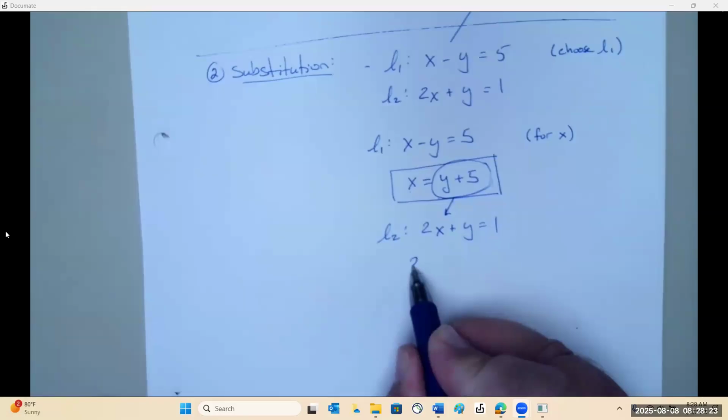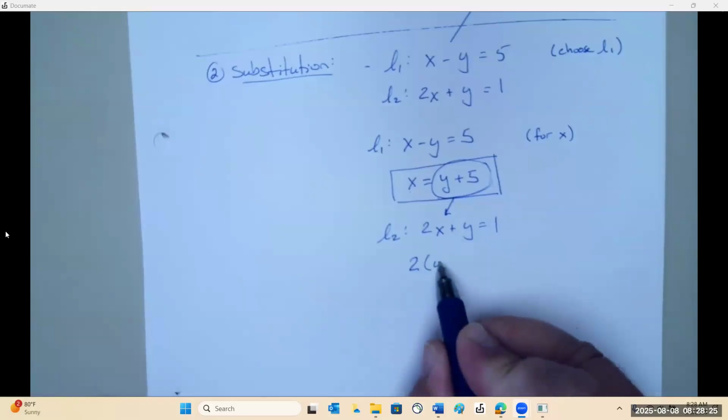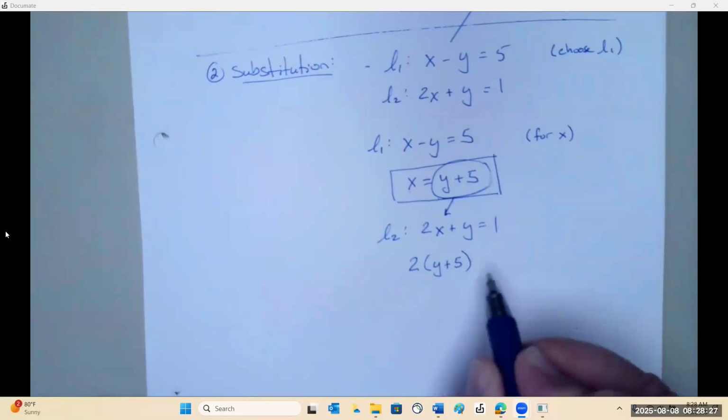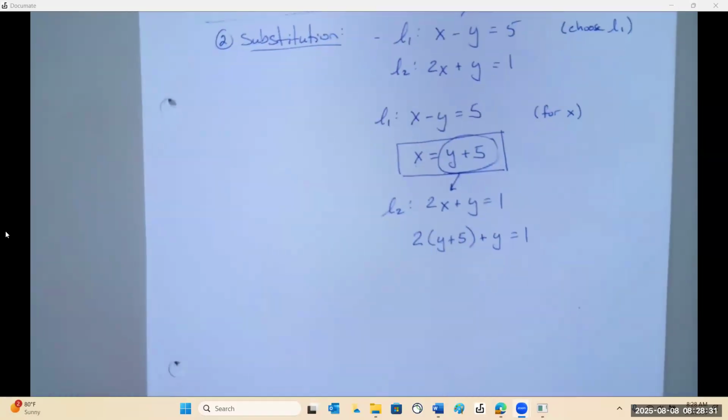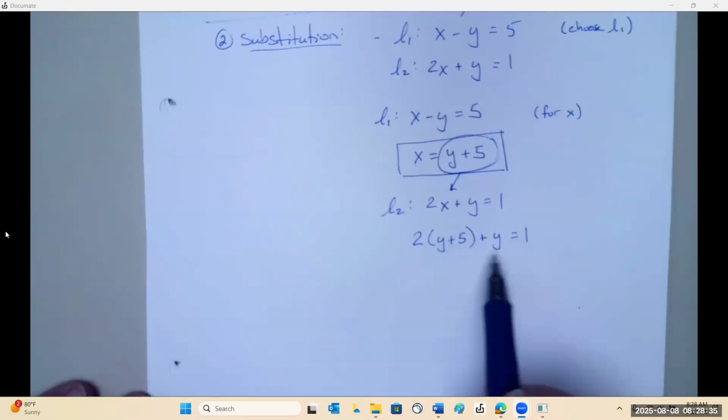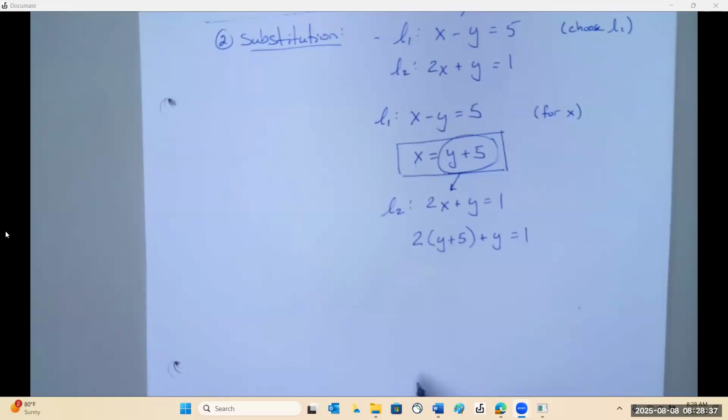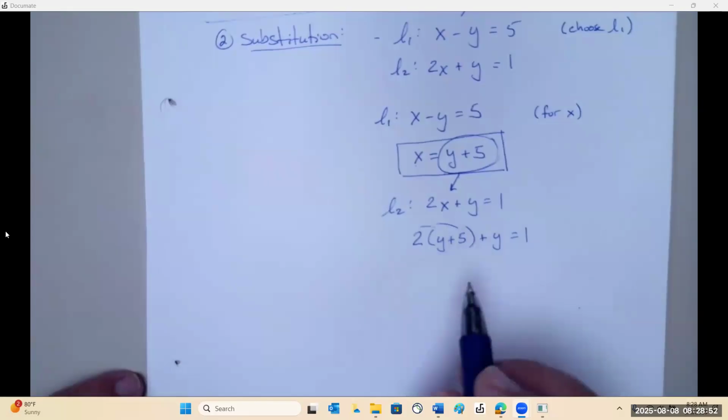So since x is y plus 5, plus y equals 1. Now you notice I only have one equation with one variable. What do you think I do now? What's the only logical thing you can do? Solve for y. That's what we got by itself. So we have to get rid of the parenthesis first.